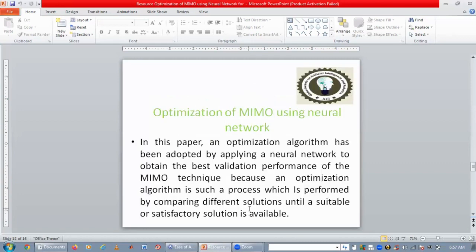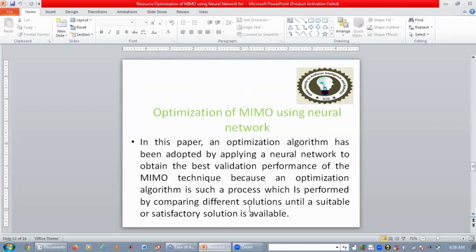Now I come to the point: optimization of MIMO using neural network. In this work, an optimization algorithm has been adopted by applying a neural network to obtain the best validation performance of the MIMO technique. An optimization algorithm is a process performed by comparing different solutions until a suitable or satisfactory solution is available. A two-layer feed-forward neural network algorithm has been used in this paper.